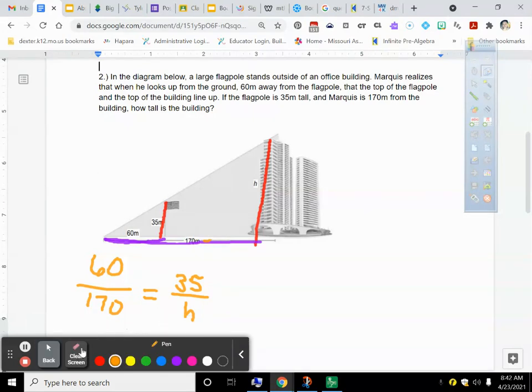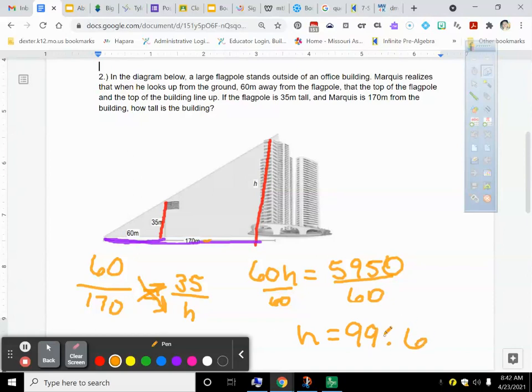All right, so now we solve it. Maddie, what would you do first to solve this? 60 times x and 170 times 35. Perfect, so 60h equals, what's 170 times 35? 5,950. Now what would I do, Natalie? 5,950 divided by 60. Perfect. And what's 5,950 divided by 60? 99.16.